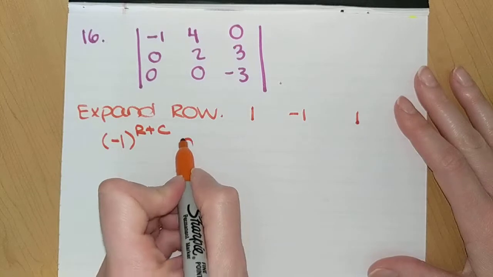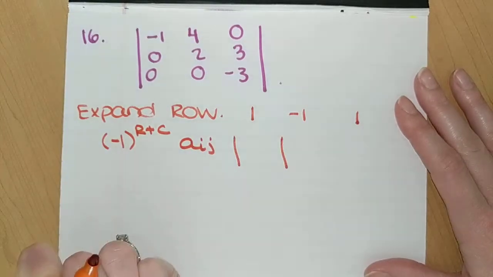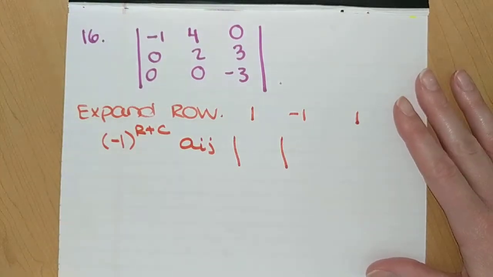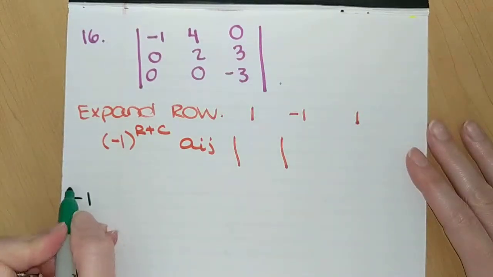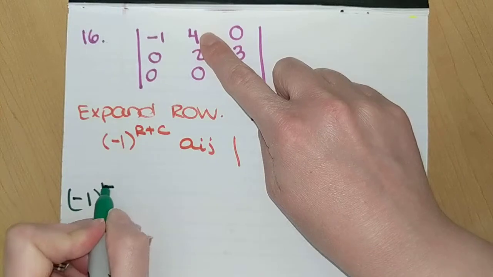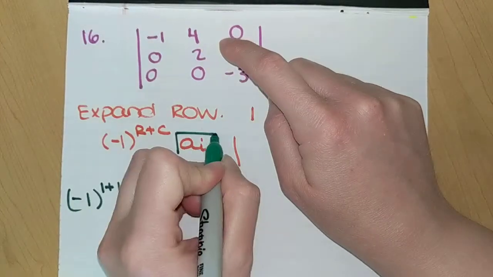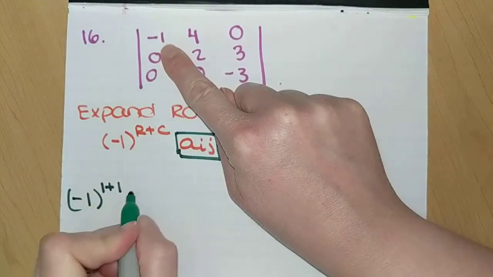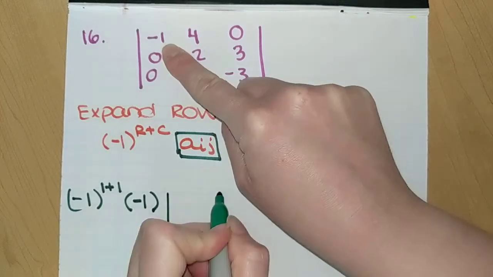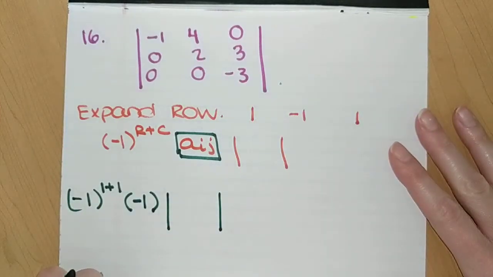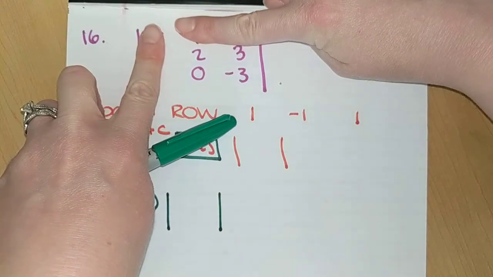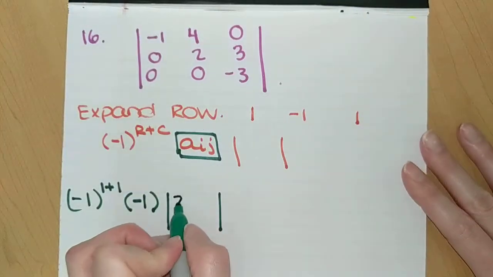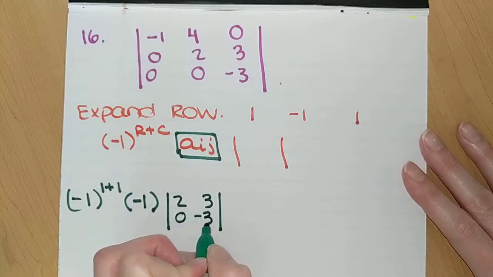And then we'll multiply that by the matrix entry, and then multiply that by the determinant of the 2 by 2 that results. So to start off, I'm going to have -1, and that is in row 1, column 1. Then I multiply that by the matrix entry, -1, and then multiply that by the 2 by 2 determinant that results. So the 2 by 2 determinant is going to be 2, 3, 0, -3.